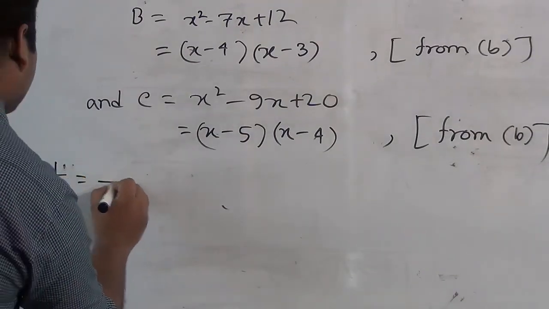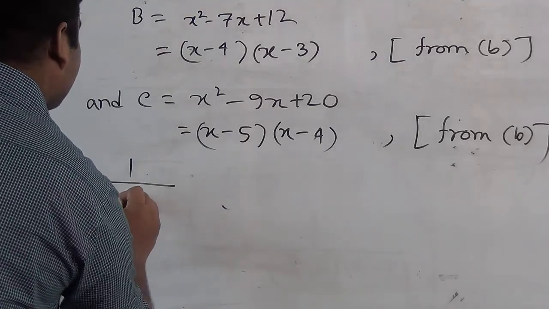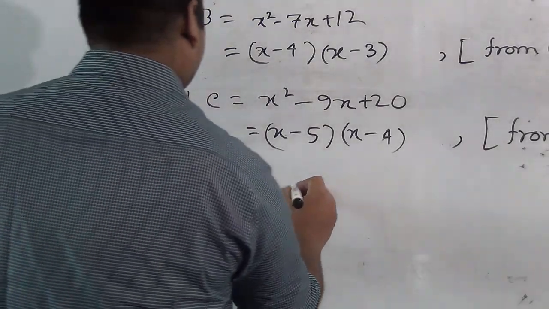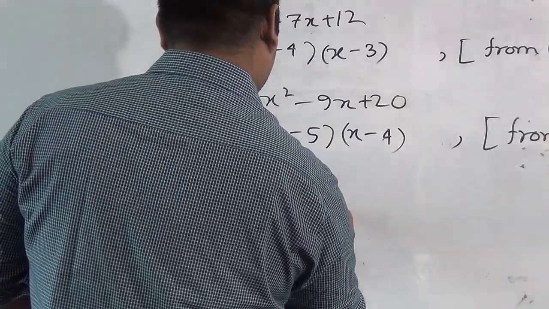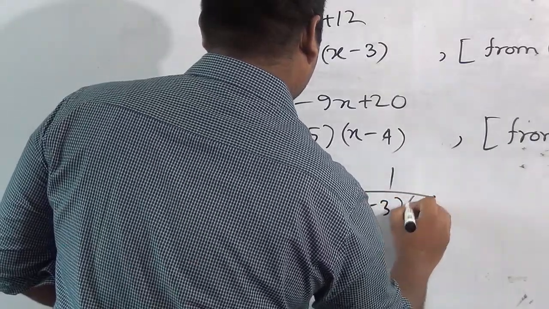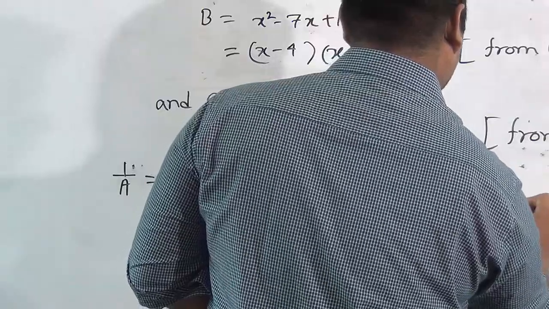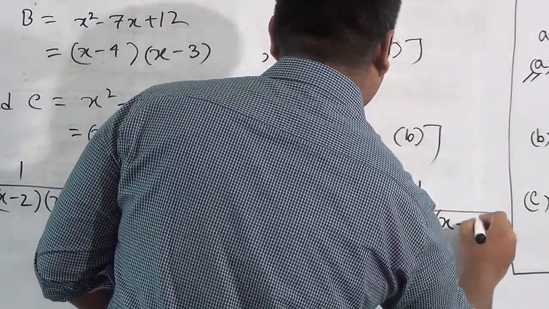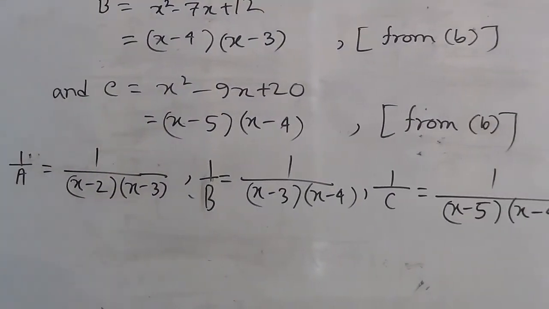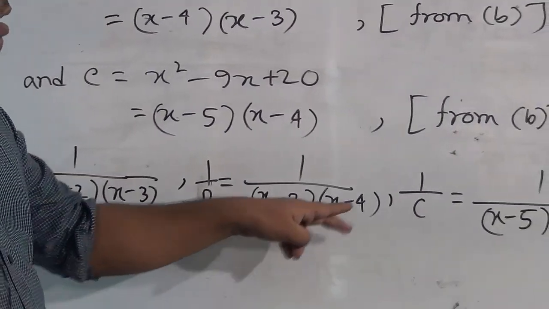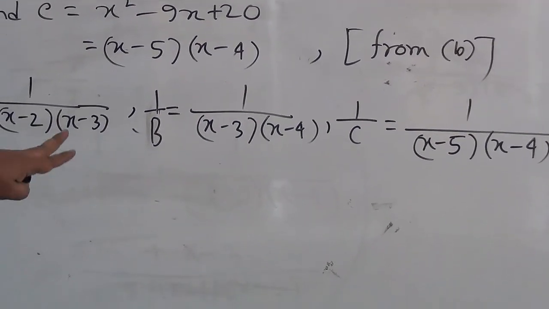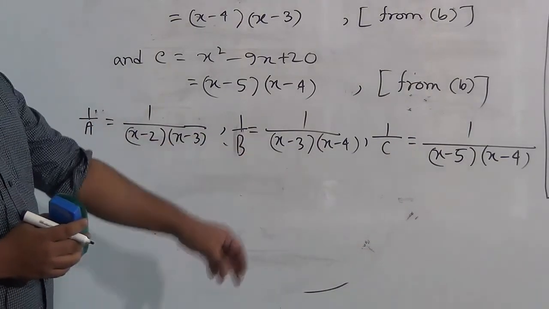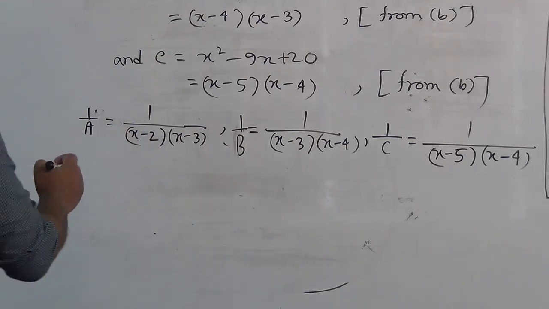So 1 by a equal to, now we put the value of a here, x minus 2 x minus 3. You can also write x minus 3 into x minus 2. 1 by b equal 1 by x minus 3 into x minus 4, and 1 by c equal, first of all write 1 as numerator, then denominator x minus 5 x minus 4. I hope you have understood. Okay, 1 by a equal this, 1 by b equal this, 1 by c equal this. My dear students, now we find the LCM of these 3 fractions. So before starting to find out the LCM of these 3 expressions, at first we find the denominator of the 3 fractions, right?